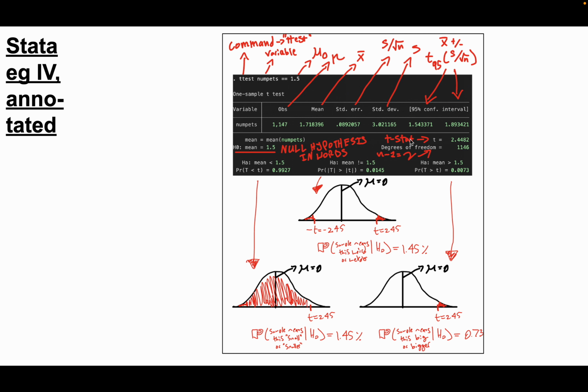We also get the t-statistic here. So note that this is 2.4482. We get the degrees of freedom nu, or n-1 here, which is 1146. It also shows us the null hypothesis in words too. I don't know why this is not super important, especially this mean is equal to mean of numpets. It's just kind of wasted space there, but just so you know what all this is. Finally, the last bit, we get the actual conclusions, and this you want to pay close attention to.